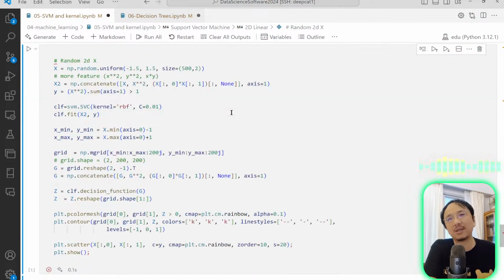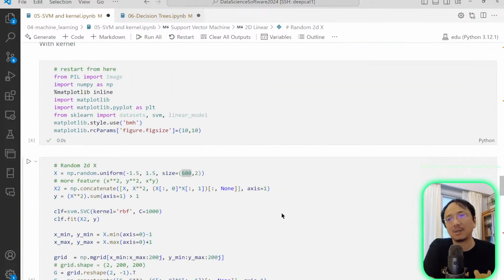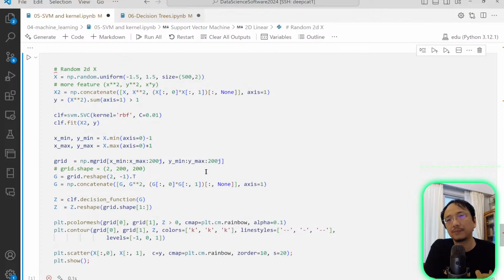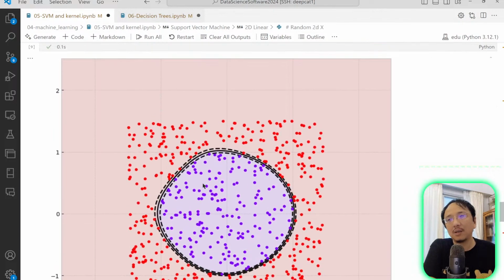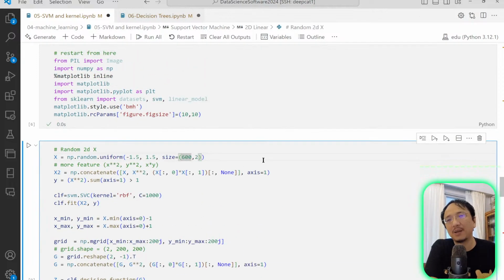What about 600 samples here? Okay, still not good enough. We probably should have more samples.